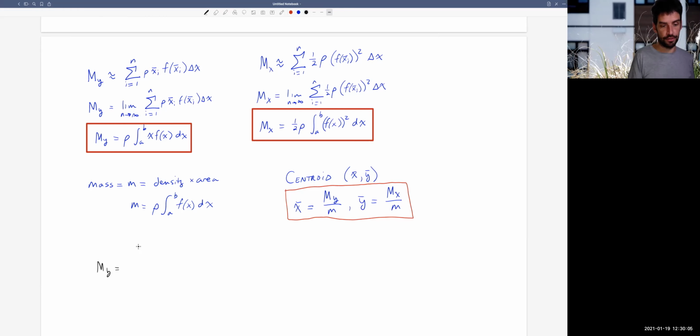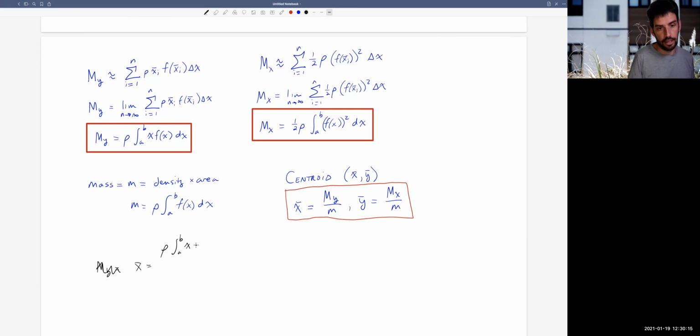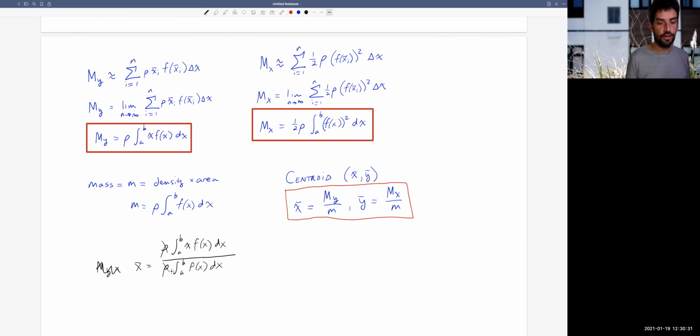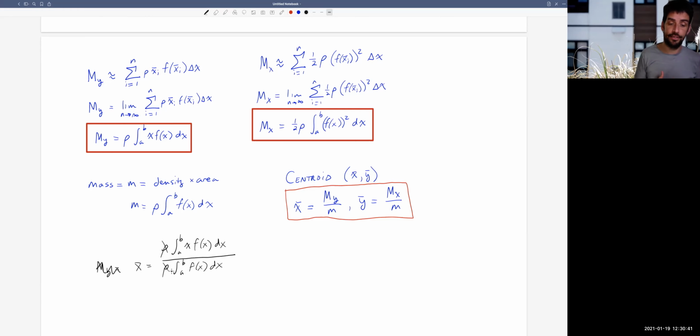If we were to compute this for some function, let's look at x bar. We look at my, which is rho times the integral of x f of x dx, and we're dividing it by the mass, which is rho times the integral from a to b of f of x dx. Notice that rho cancels, it's a constant. We're in the situation where it's a constant function, and so it slips out of the integral, and we can cancel it in this case.